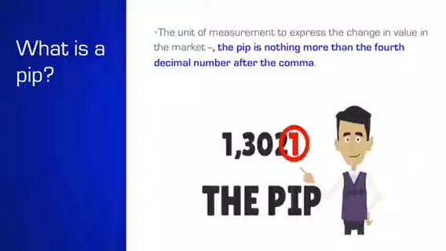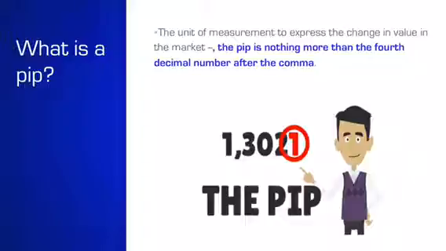So what is a pip? A pip is nothing more than a unit of measurement that expresses the change in the value of the market. In other words, in the same way that you express time in minutes or in days or in hours, we're expressing the change in the market in pips. If it goes up, it went up a certain amount of pips. If it goes down, it goes down a certain number of pips. It is nothing more than the fourth decimal number after the decimal point.